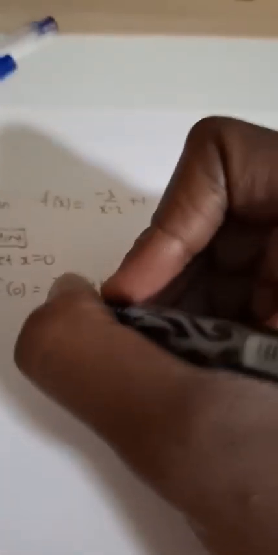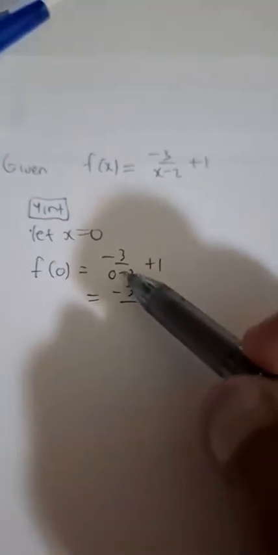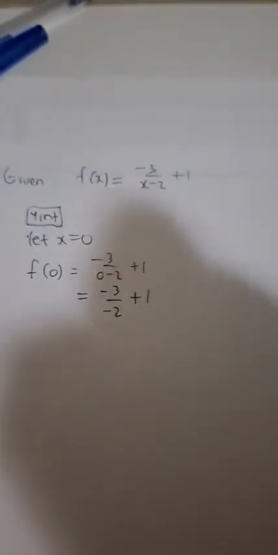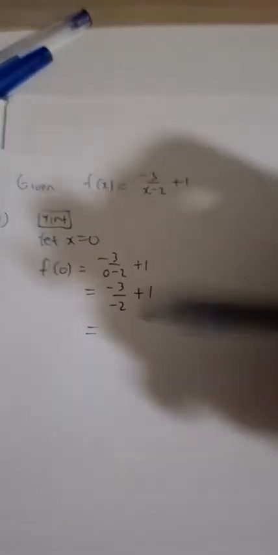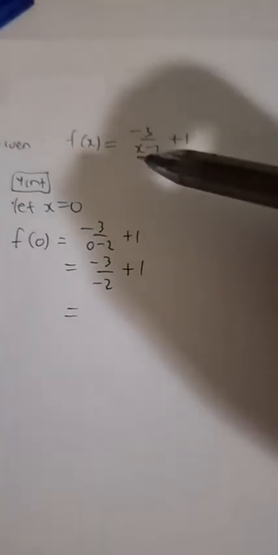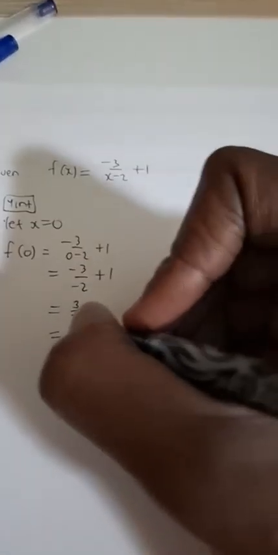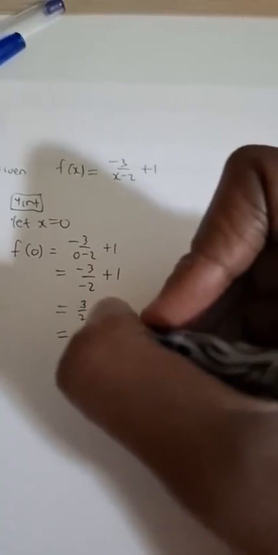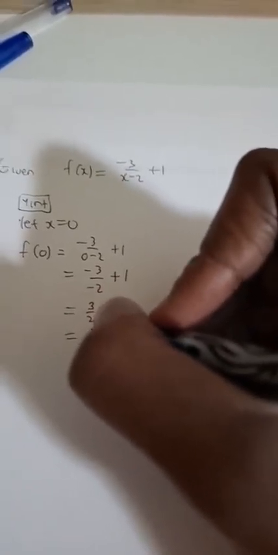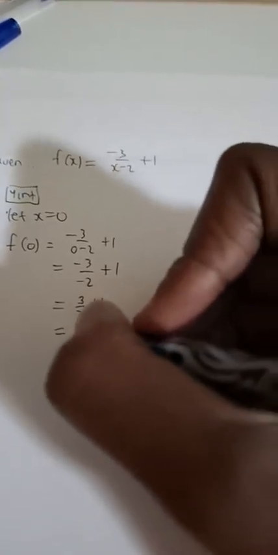We simplify our answer. So negative 3 at the top, 0 minus 2 is equal to negative 2, plus the 1. Obviously now one will be able to grab their calculator. Negative 3 divided by negative 2 gives you a positive 3 over 2 plus 1. And then ultimately and finally, what do we get? If you punch it into your calculator, you'll get an answer of 5 over 2.